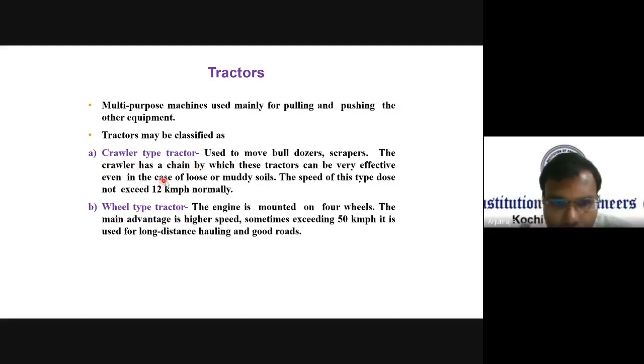In the case of crawler type, you have a chain, which is very useful in the case of muddy soils, or where the friction between the chain and the soil or the earth is very low. The speed of the crawler type tractor cannot exceed 12 km per hour. But when you want to increase the speed of your machine, say you have a requirement of 40 km per hour, then you need an engine mounted on a four wheel drive basically. You need a wheel type tractor rather than chain type where you want high speed. The wheel type is also used for long distance hauling and for good roads.